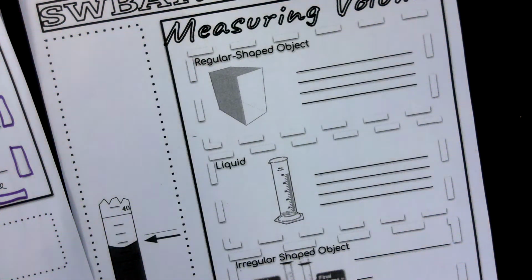So we are going to be talking about measuring volume. Like I said, you did the Gizmo over the past week about the 3 different volumes. We did not have to worry about the volume of a sphere, okay? So we're going to be doing regular shaped objects, liquid, and irregular shaped objects.